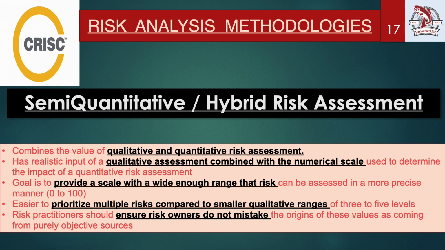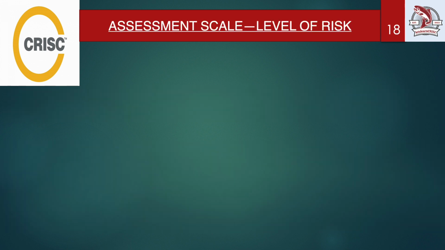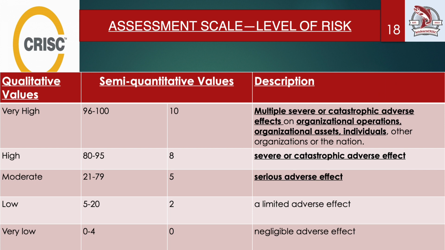Right? So friends, moving to the next, we'll discuss the assessment scale, that is the level of risk. We'll discuss the qualitative values, semi-quantitative values and their descriptions. Right? So let's understand the first, that is very high. We can categorize it as 96 to 100. Value is 10 and its description is multiple severe or catastrophic adverse effects on organization operations, organization assets or individuals, other organizations or the nation.